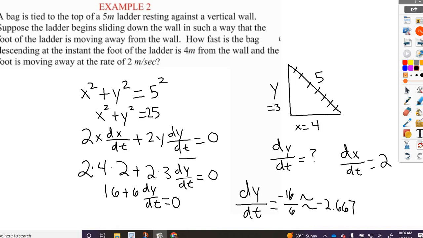Meters per second. And again, we always want to make sure that our answer makes sense. Does it make sense that our y is getting smaller? So it's negative.